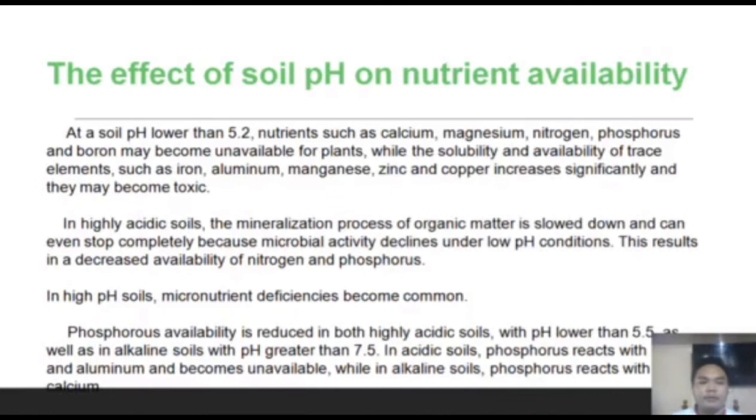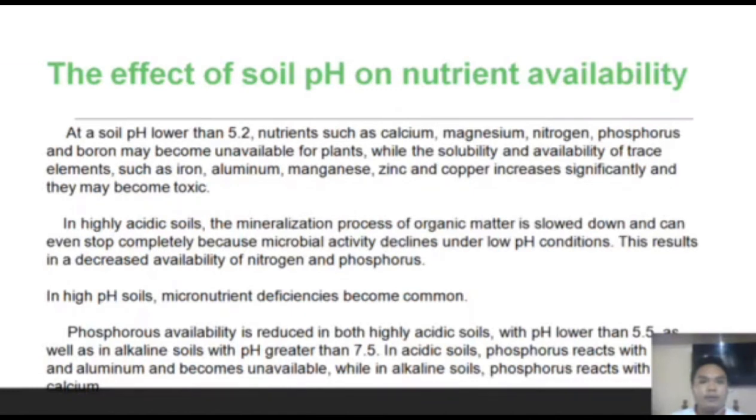In highly acidic soils, the mineralization process of organic matter is slowed down and can even stop completely because microbial activity declines under low pH conditions. This results in a decreased availability of nitrogen and phosphorus. In high pH soils, micronutrient deficiencies become common.